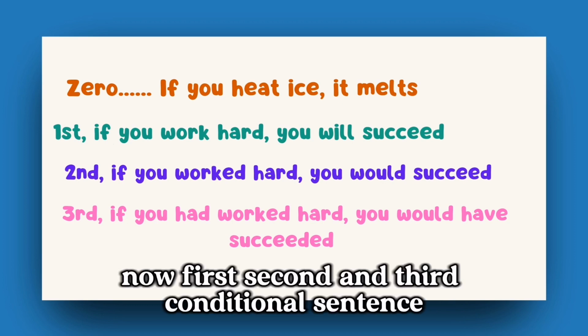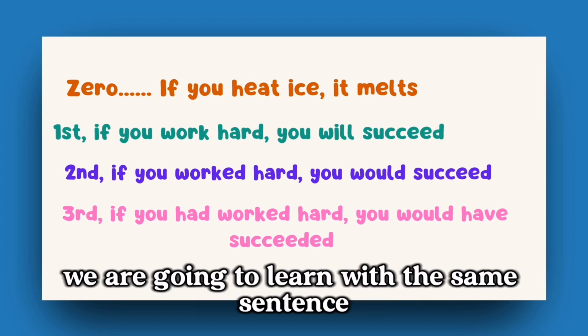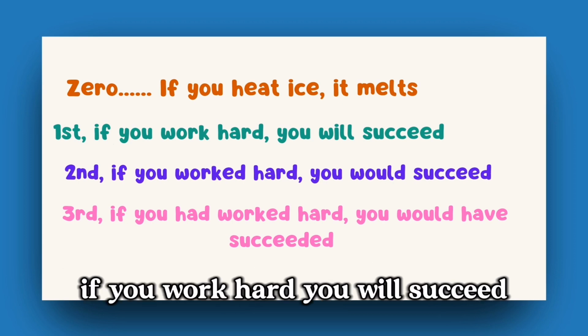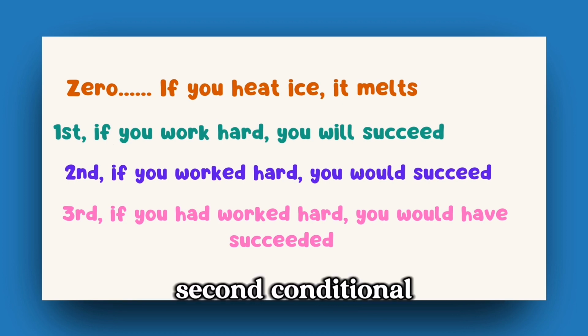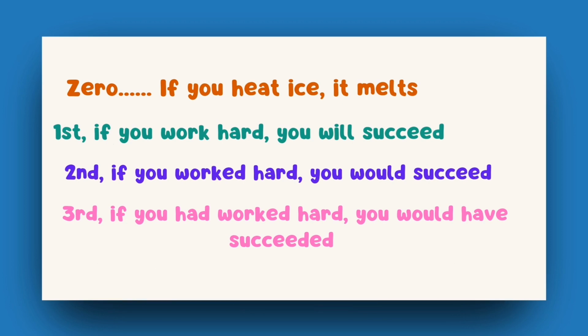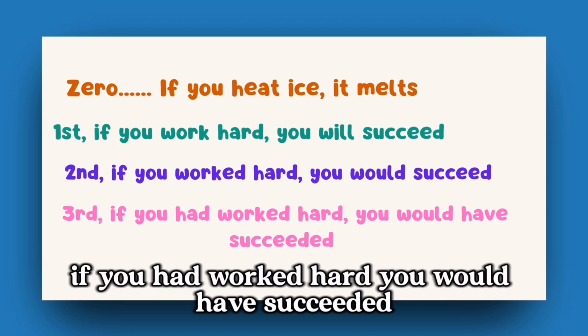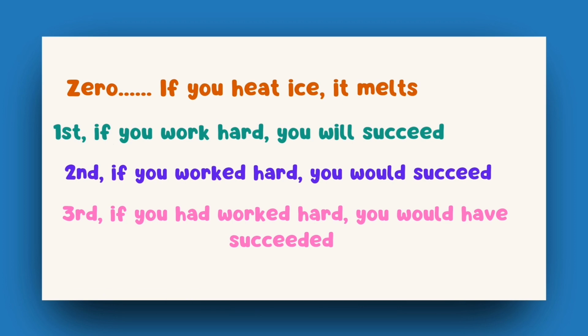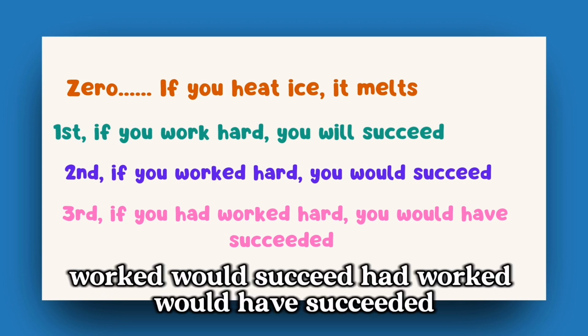Now first, second and third conditional sentence we are going to learn with the same sentence with different structure. Like in first conditional, if you work hard, you will succeed. Second conditional, if you worked hard, you would succeed. And third conditional, if you had worked hard, you would have succeeded. So work will succeed, worked would succeed, had worked would have succeeded.